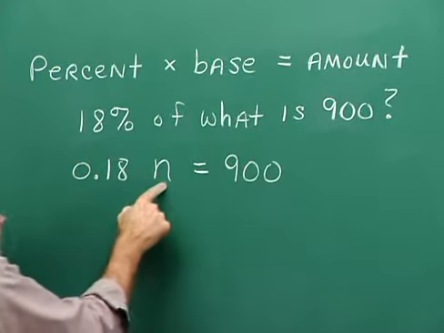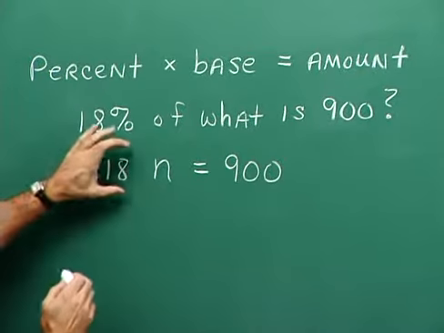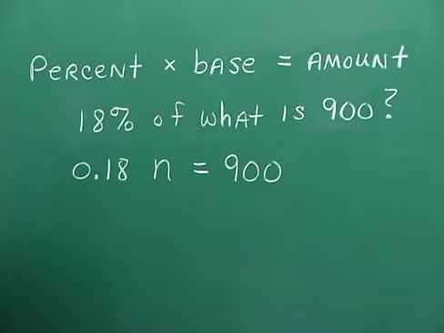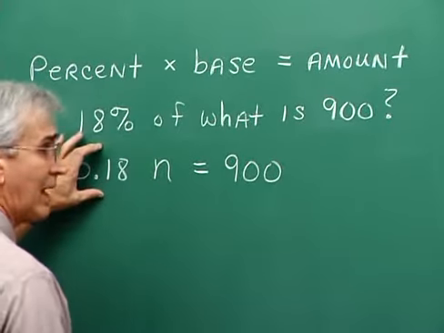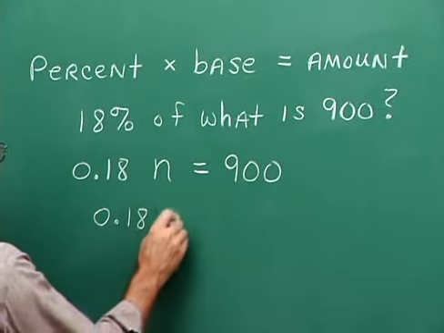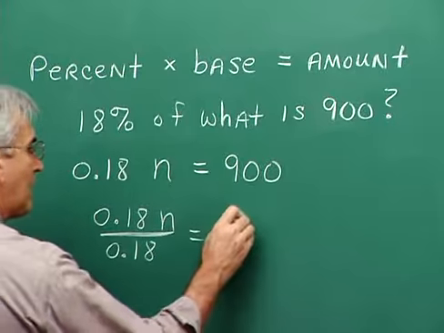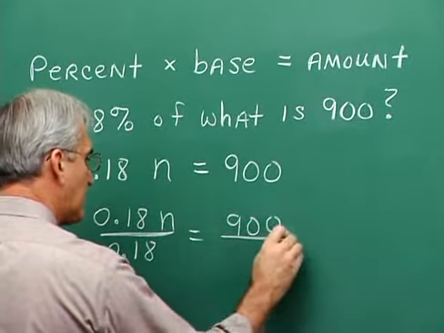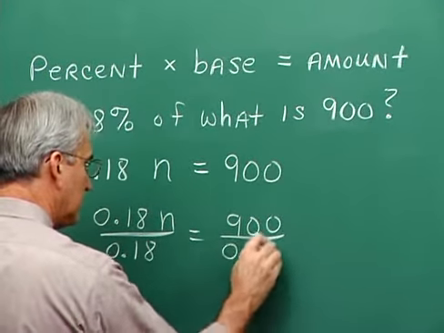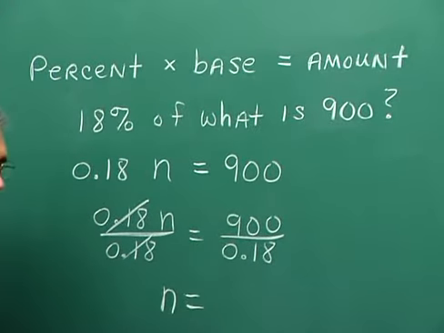And now, to solve this, we want to isolate n. To isolate n, we need to remove that 0.18, and to do that, we found in the past that we divide on both sides by that number. And so we'll show that the left side is divided by 0.18, and the right side is divided by 0.18. These cancel out, and we find n to be whatever quotient this is.